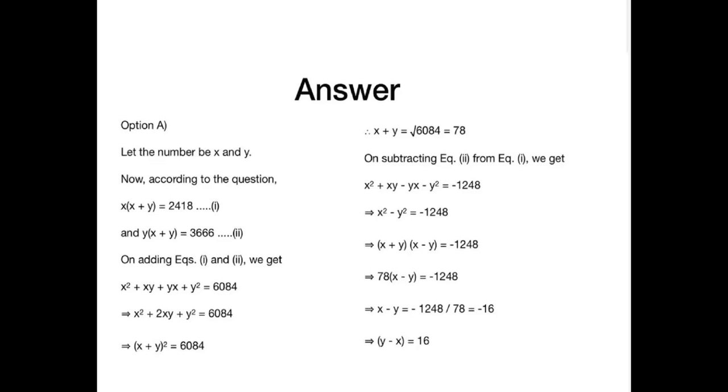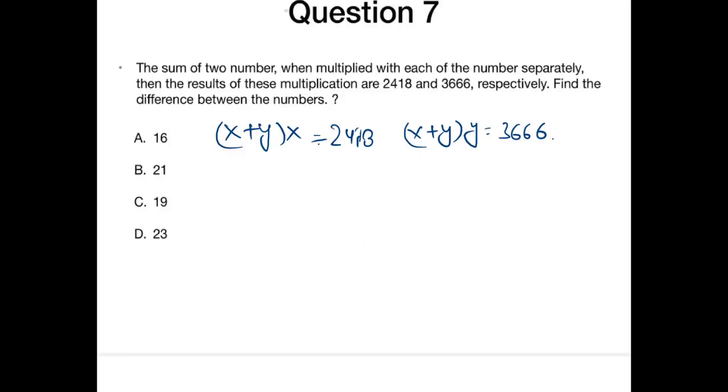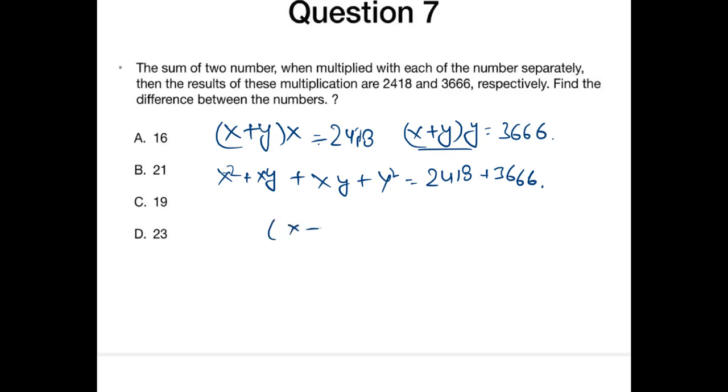So let us see. It will be in this format. You can see it, right? I wrote the first and second equation. Just add them. So x square plus xy, and adding xy plus y square, is going to be 2418 plus 3666. I'm doing it fast. So (x plus y) whole square is going to be 6084.